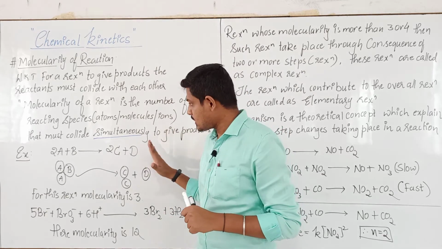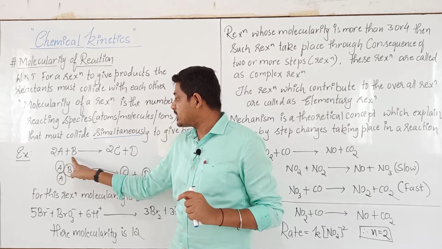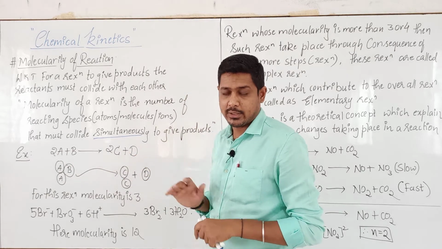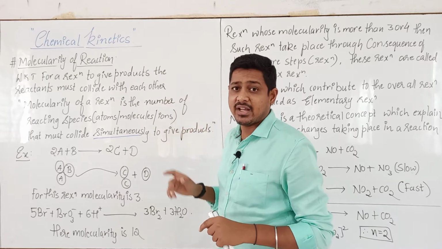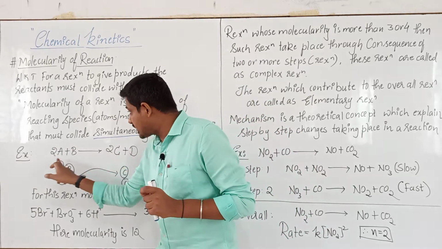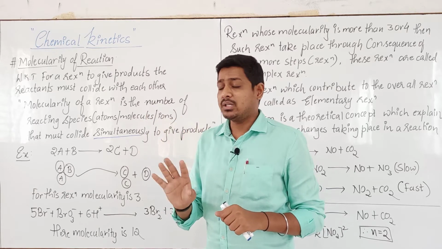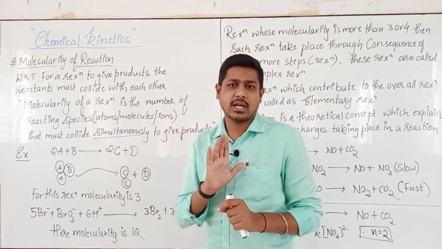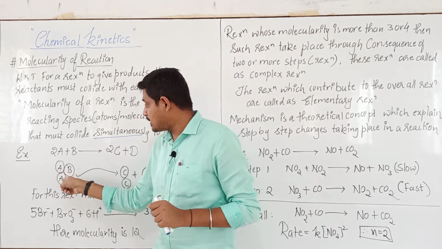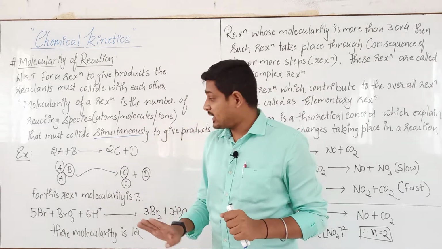For example, see here, in this reaction two A molecules and one B molecule combine to give a product, two C molecules and one D molecule. So as per the definition of molecularity, in order to get the products, what should happen? These three molecules must collide simultaneously. Simultaneously means all three molecules should combine at the same time. As I have drawn in the picture here, it should be like this only. Two A molecules and one B molecule must collide simultaneously, then only we will get the product.